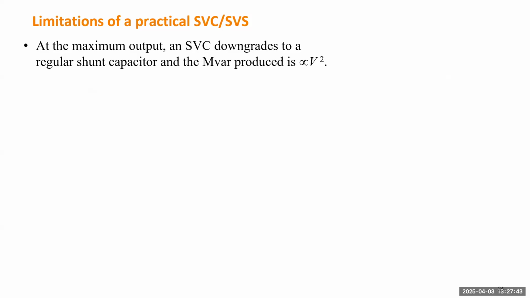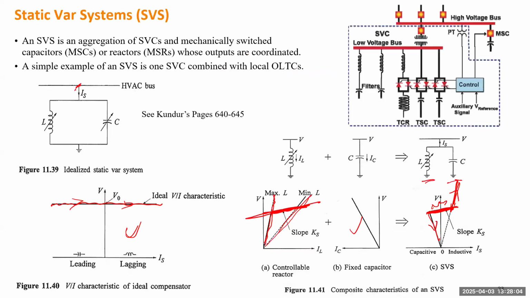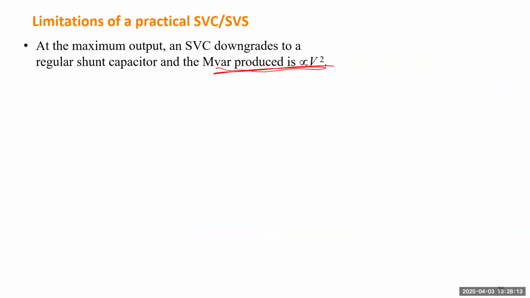So once it reaches the limit, it will downgrade to just a regular shunt capacitor or regular shunt reactor, which means its VAR will be proportional to V squared. It's like a shunt capacitor. It still gives you some rated power. It still operates in the second quadrant, but it will follow the characteristic of a shunt capacitor.